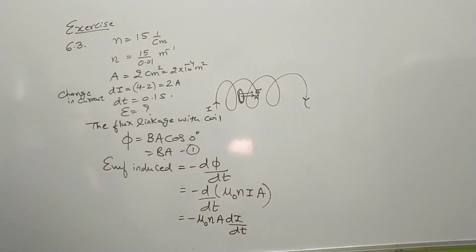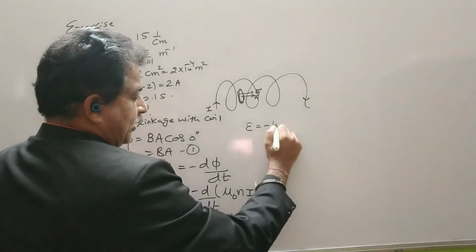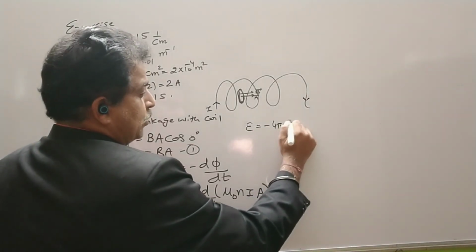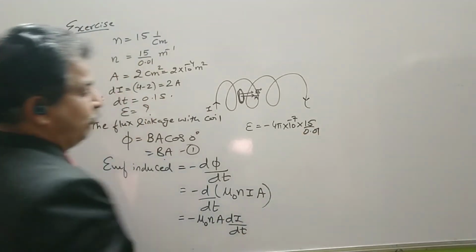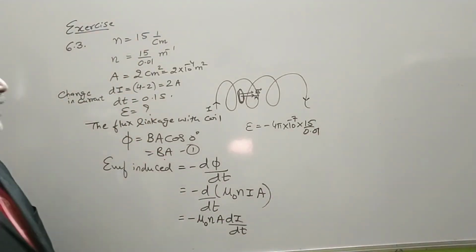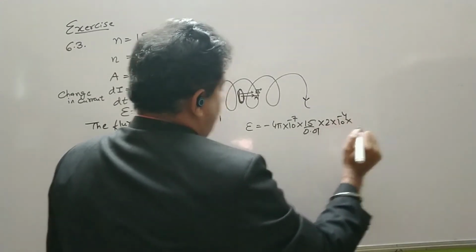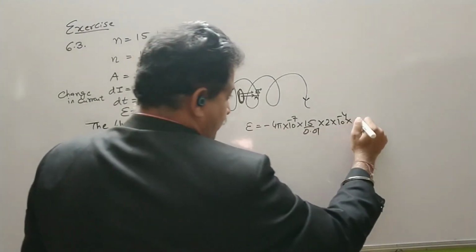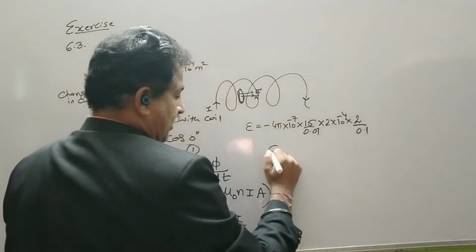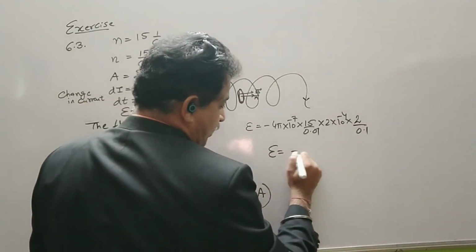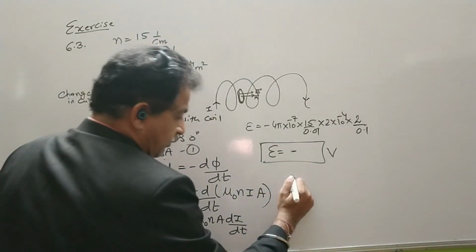Now all the values are given to us. So we have to substitute this value. Mu naught is equal to 4 pi into 10 raised to minus 7. N is equal to 15 upon 0.01. Area is equal to 2 into 10 raised to minus 4. Change in current is 2 ampere and divided by the time is 0.1 second. So this much voltage is induced, or this much EMF is induced.